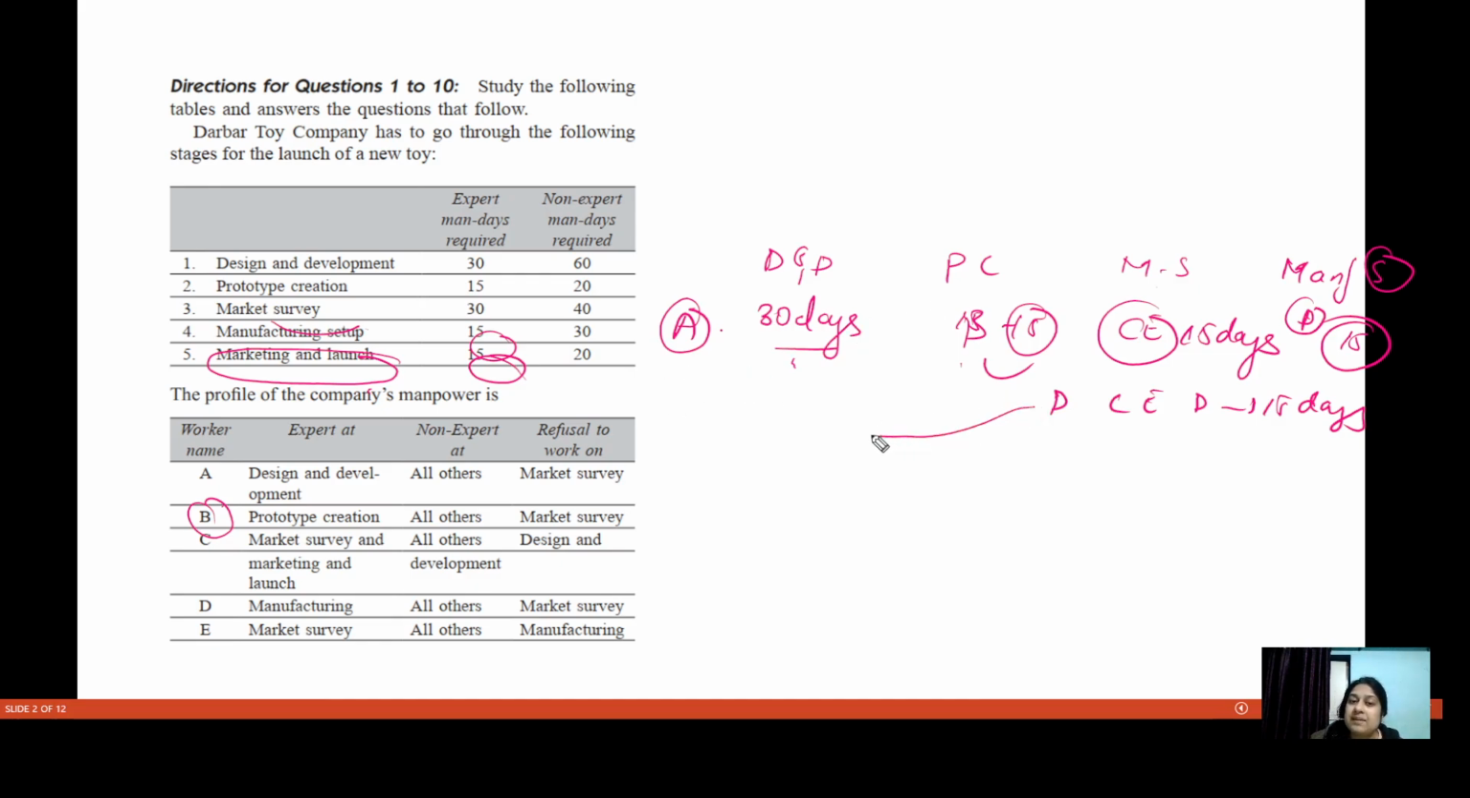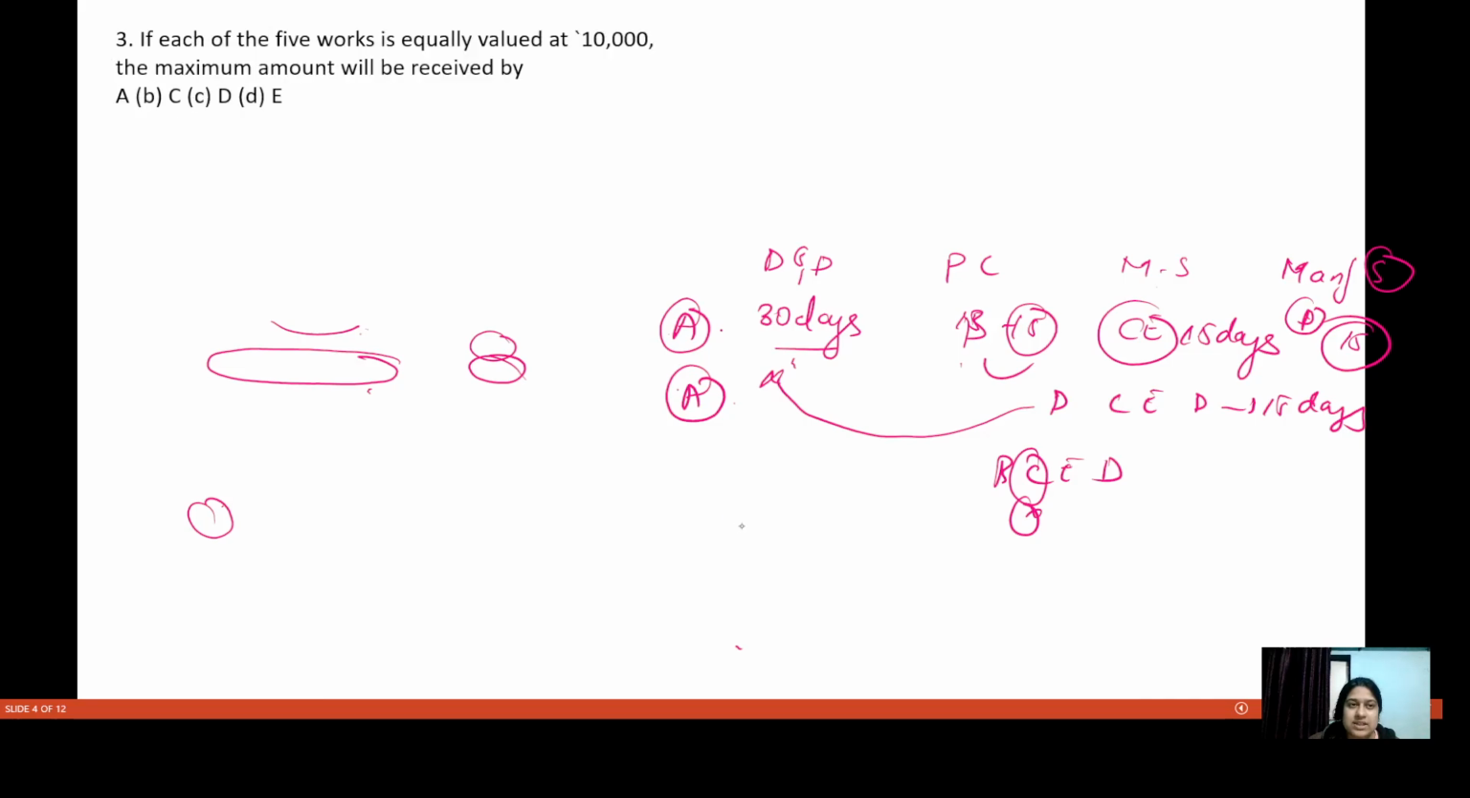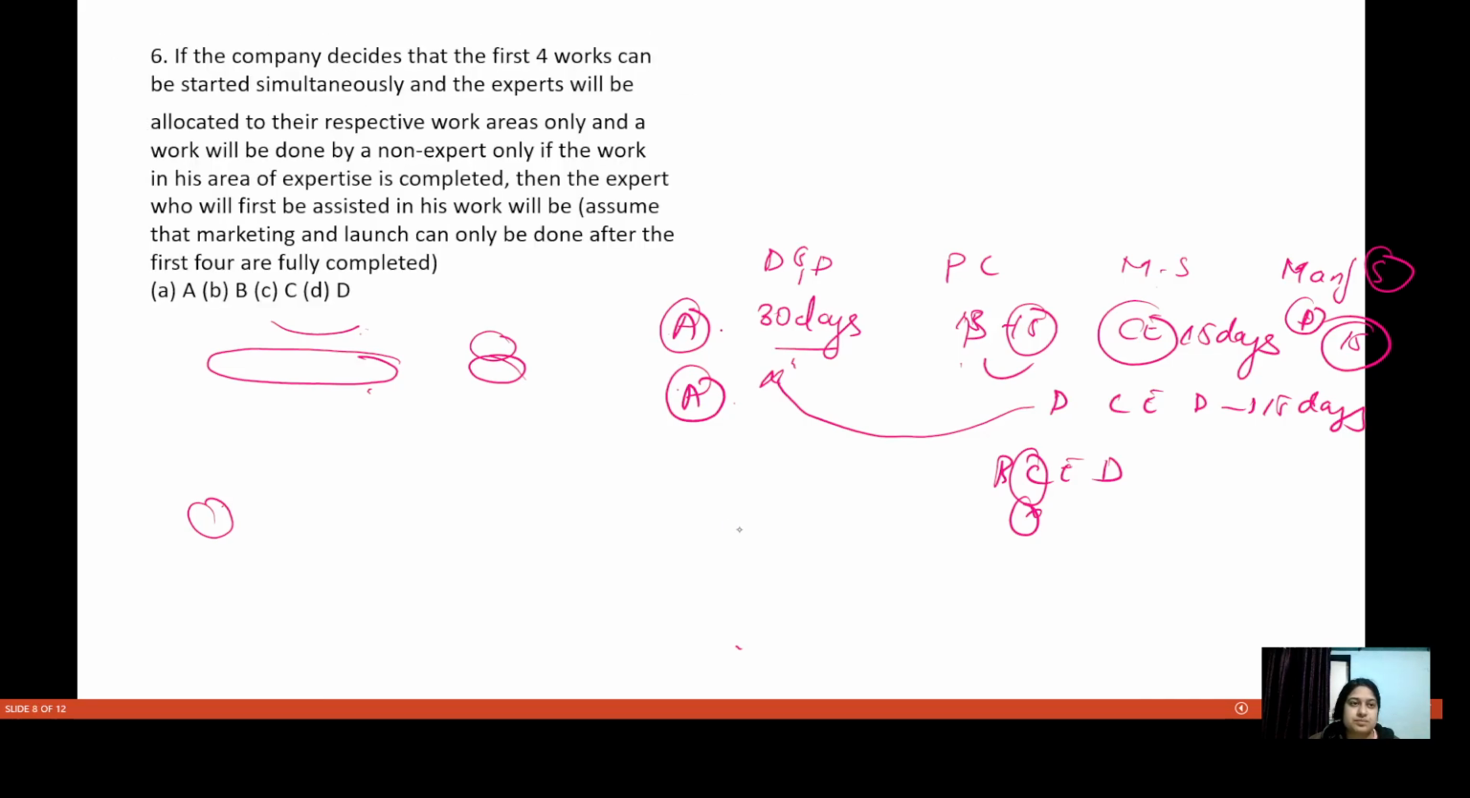So first B, C, E and D will come to assist A, but C will not come. Why? Because C refuses to work on design and development. So we'll get that A will be assisted first, because that is what is asked in the question. I hope you understand this thing.